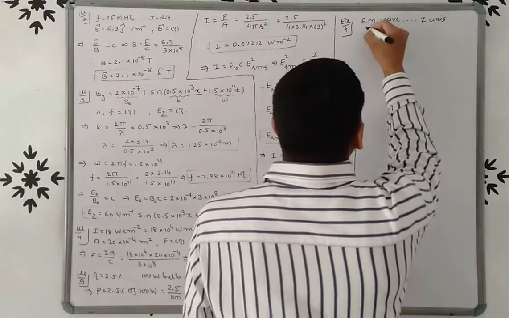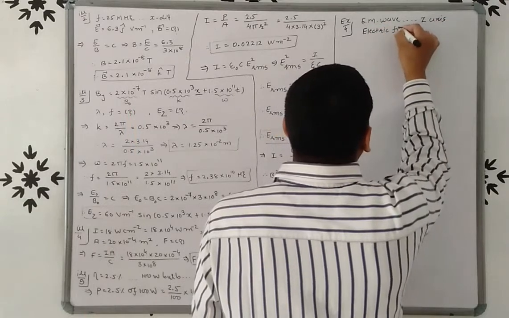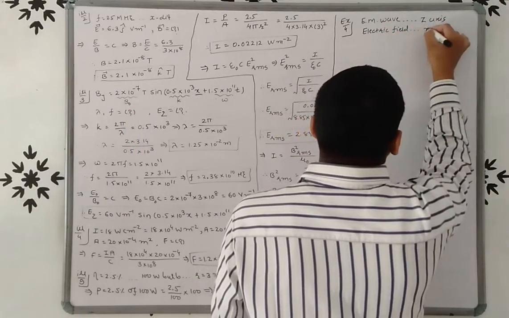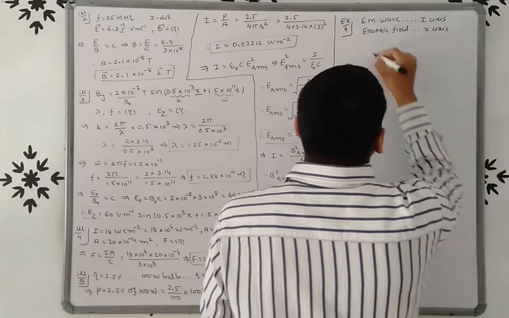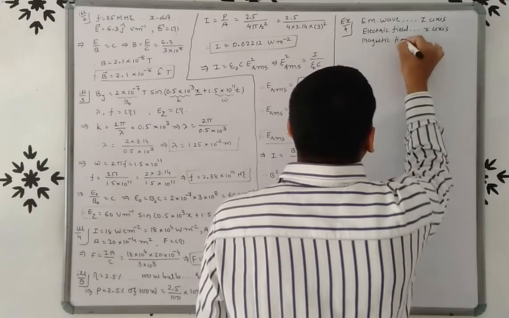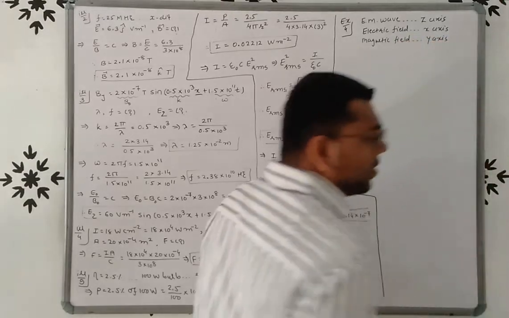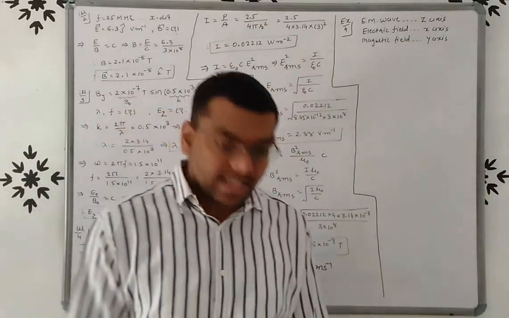So suppose the electric field is along the x axis. Then we can say that the magnetic field will be along the y axis, because both fields are perpendicular to each other.